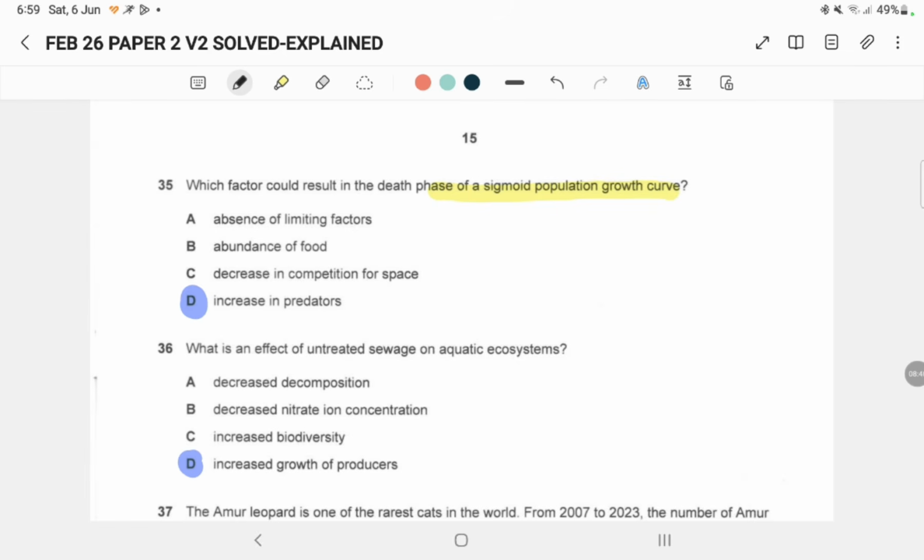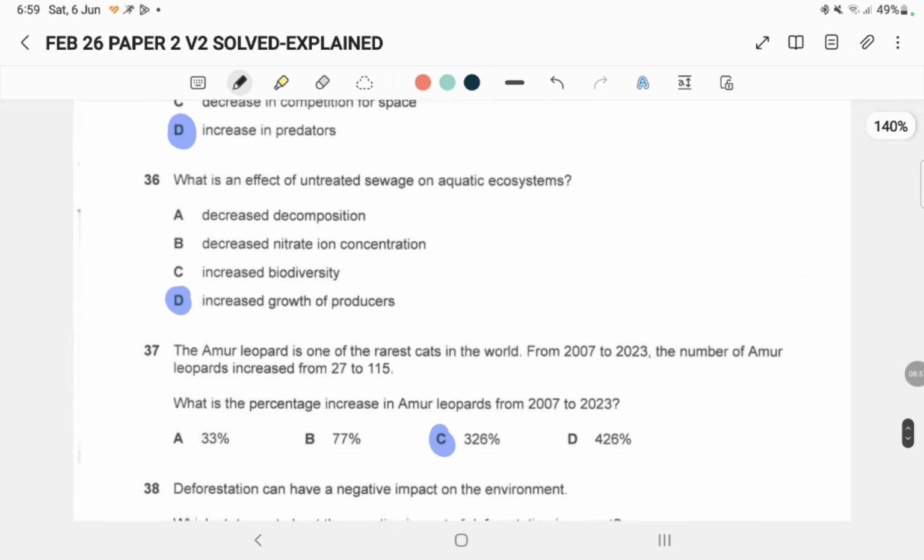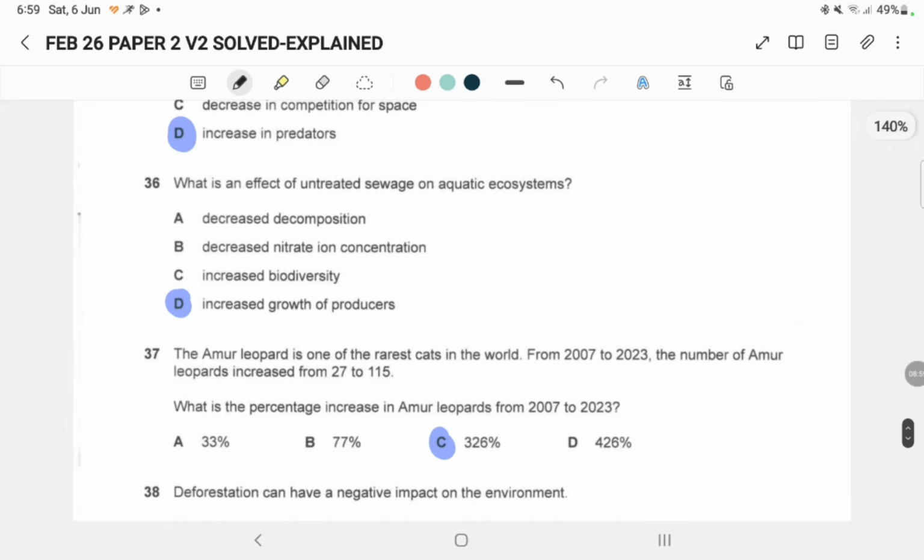Okay, so now absence of limiting factor, no. Abundance of food, of course if I have more food they will survive, so also no. Decrease in competition for space, of course no, because this will increase their space, so they will have a larger space, so they will reproduce more and increase their population more, and this will not end. So basically increase in predators is the most suitable choice.